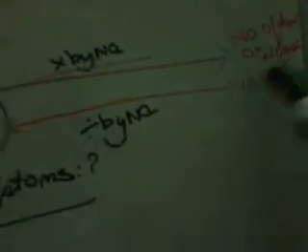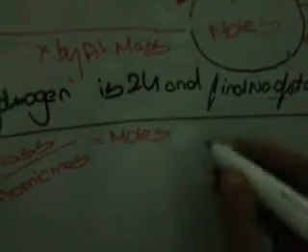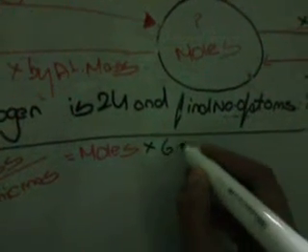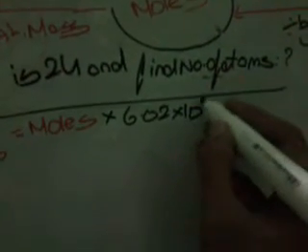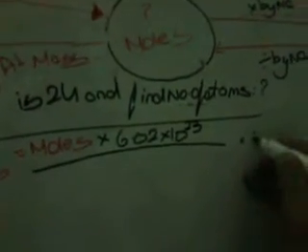Simply, mass of hydrogen is 24 and find the number of atoms. Mass divided by atomic mass is equal to moles. Then you have the value of moles, then multiply by Na for the number of atoms. You know that Na is Avogadro's number. Its value is 6.02 times 10 to the power 23. Then write this, and you reach the number of atoms.